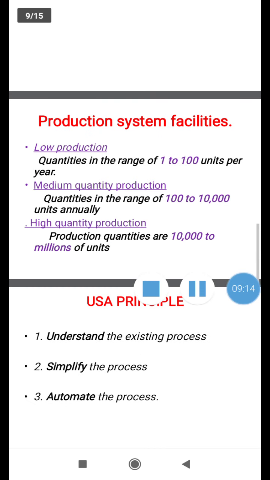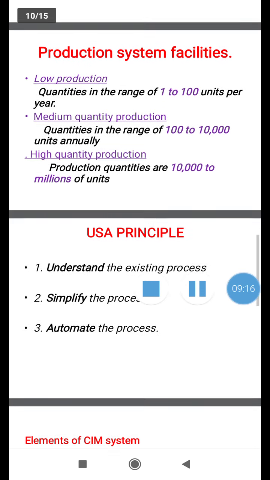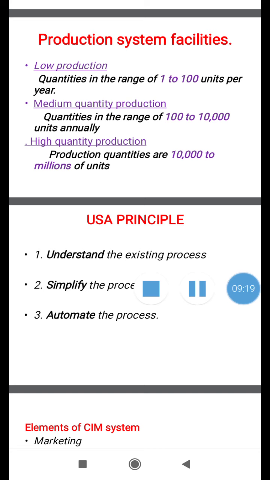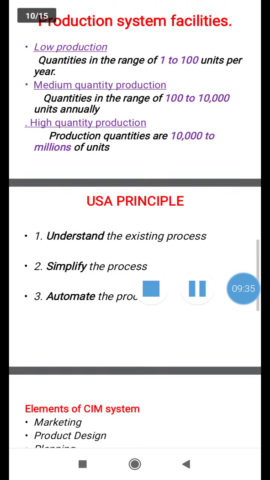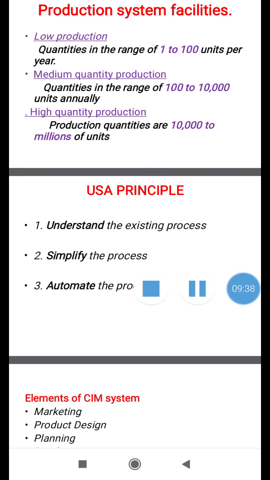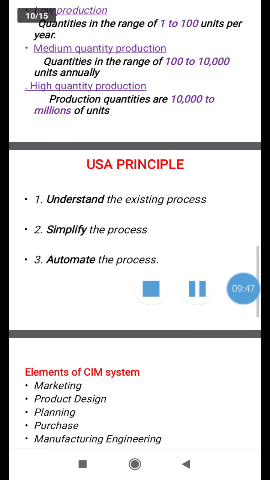See, next one is the USA principle. USA means understand, simplify and automate. The first step of the USA principle is to understand the existing process. See, before implementing the USA principle in automation, first you understand what the existing process is, what the previous process for the production was. Next one is simplify the process. Next you know how to simplify the process as much as possible or reduce the number of operations, that is simplifying the process.